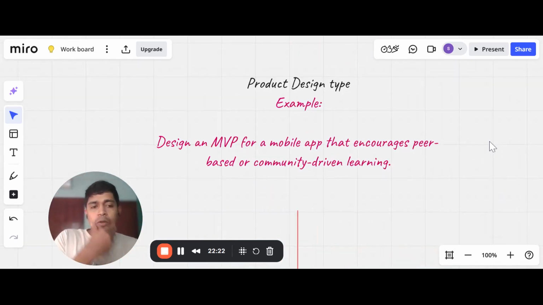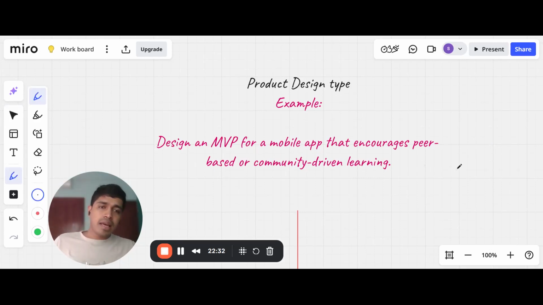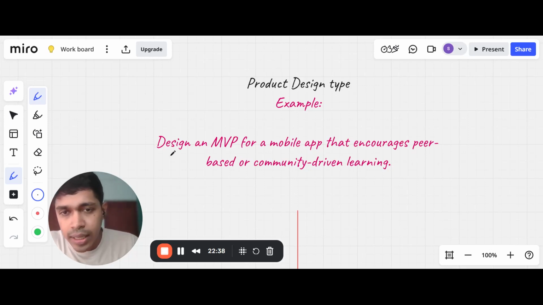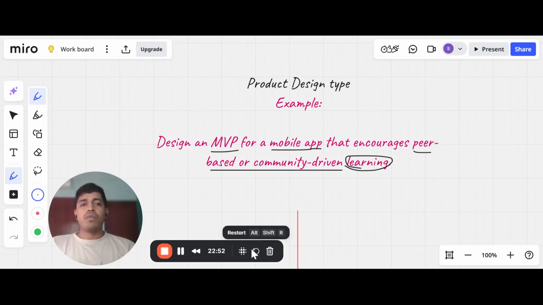Yeah, let's look at one example to understand this. This is a product design problem, right? Design an MVP for a mobile app that encourages peer-based or community-driven learning. So you first look at the keywords itself. It's an MVP, it's a mobile app. It encourages peer-based or community-driven, and then learning is another keyword.